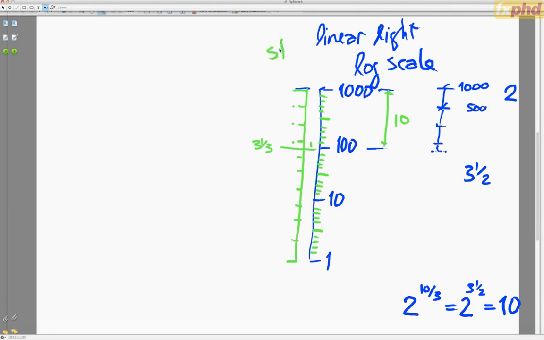So this is in terms of stops. We go 1,500, 250, 125, 63, 32, 16, or some people would write it 15, 8, 4, 2, 1. You can use whichever of these schemes you like. This is a stop. This is a density unit.